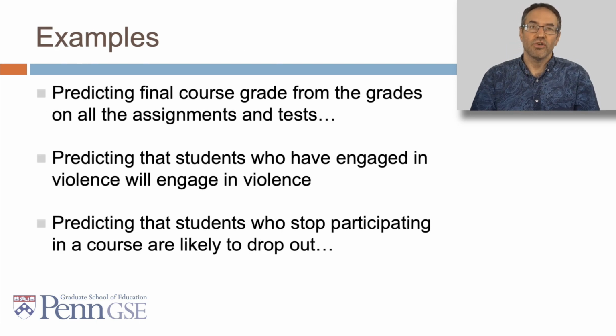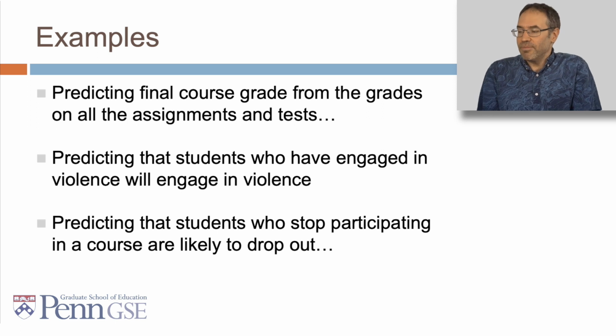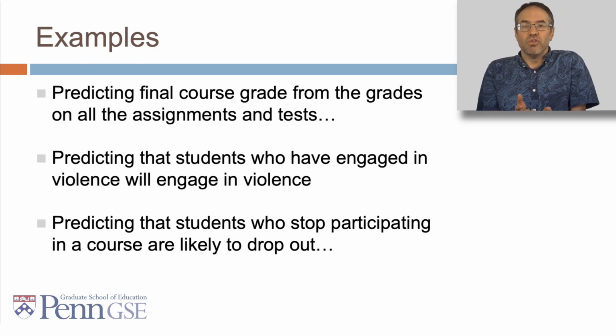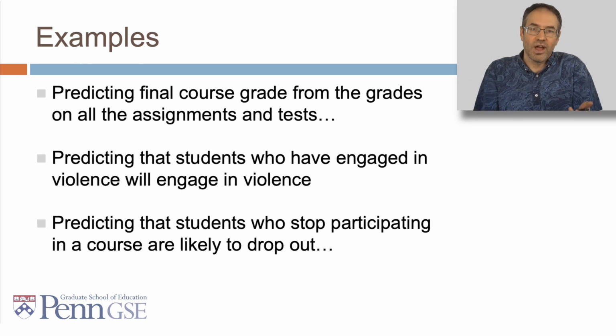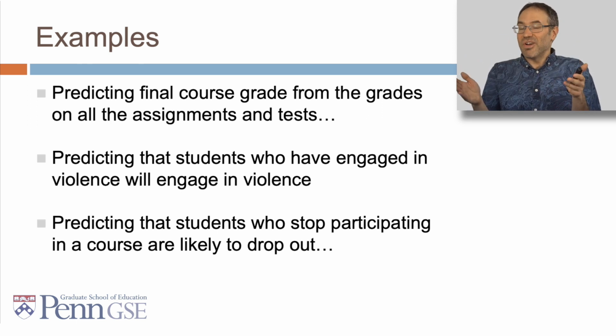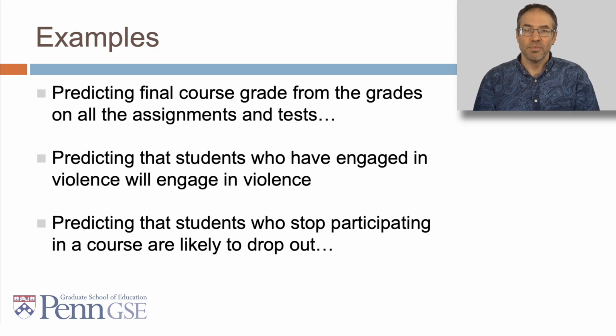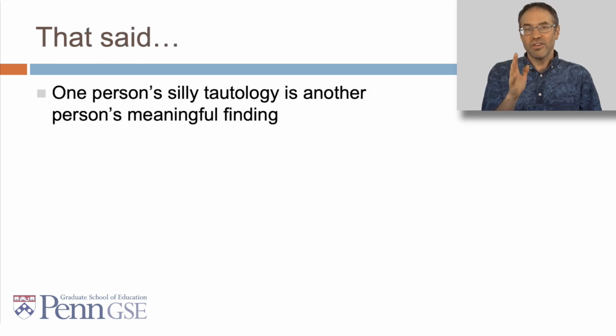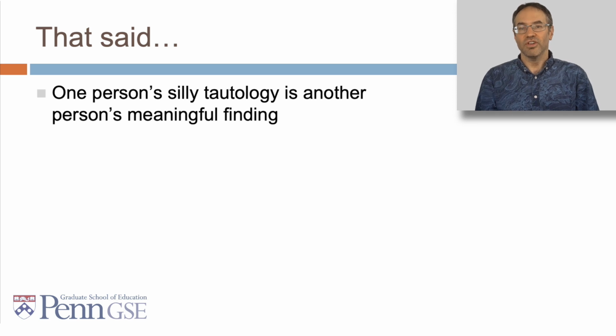Some examples of tautological features might include predicting the final course grade from the grades on all the assignments and tests, which are what the final course grade is composed of. Or predicting that students who have engaged in violence will engage in violence. Now, yeah, sure, they might not always. Some students will get on the right track, some students will go off track, but in general, it's going to be pretty strongly correlated. Predicting that students who stop participating in a course are likely to drop out. By the time you've observed that they've stopped participating in the course, it might be too late to do much. That said, one person's silly tautology is another person's meaningful finding, so keep that in mind.